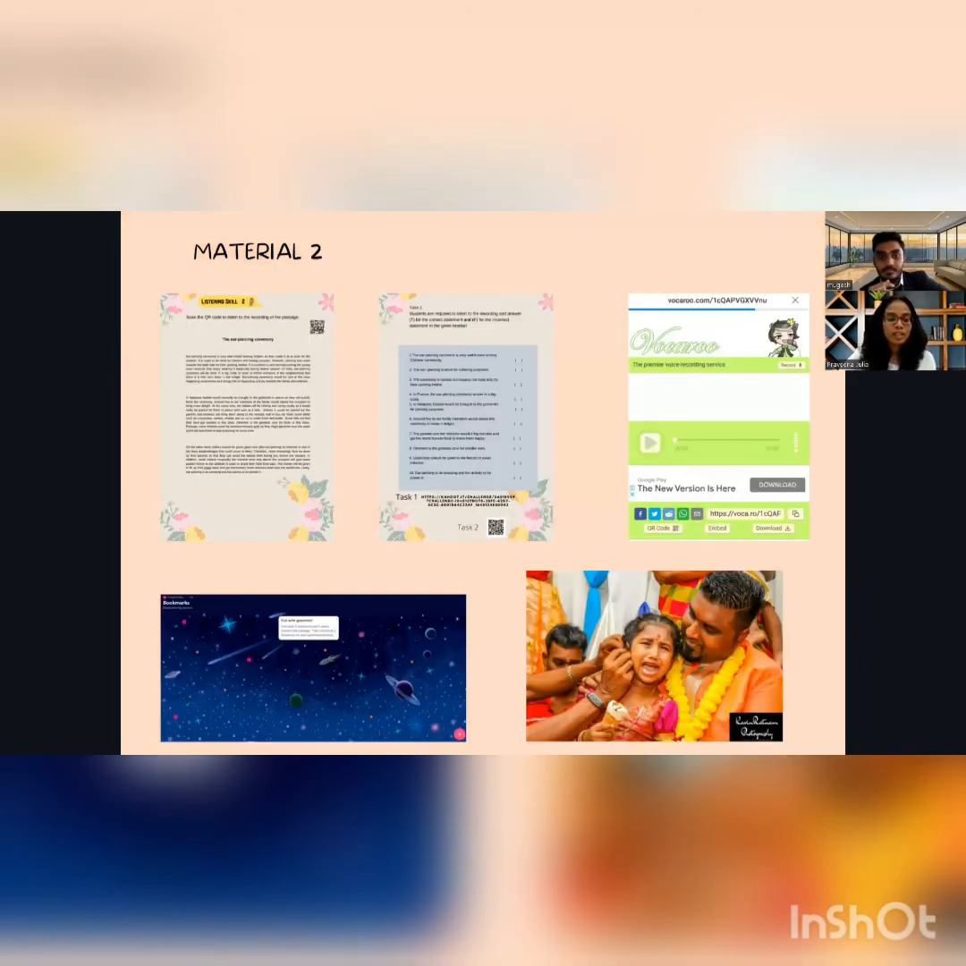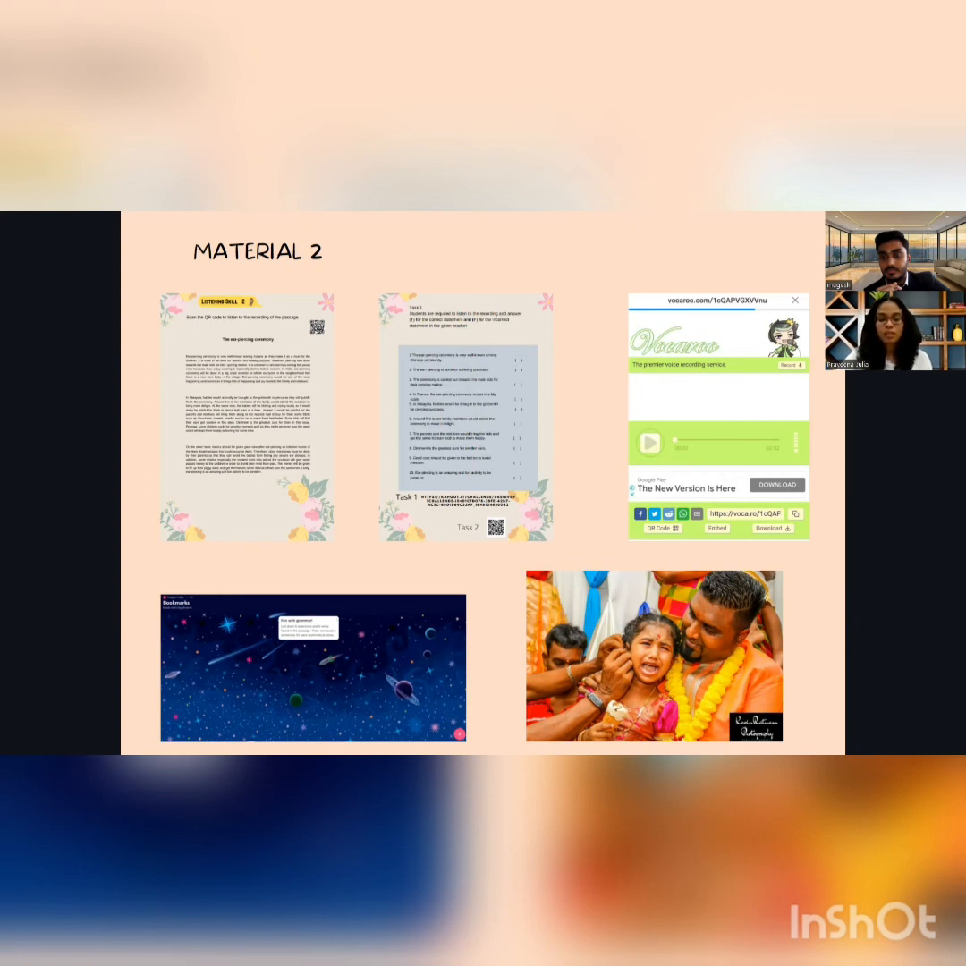Here we have created a passage on the ear piercing ceremony. When students scan the QR code on the right hand side, it will bring them to the Vocaro website again, and there they will be able to hear the whole passage. The task for this passage is that students will have to answer true or false. In case the students do not have enough time to answer, they can click on the link below, and it will bring them to a Kahoot page, where they can practice again and again to answer the questions.